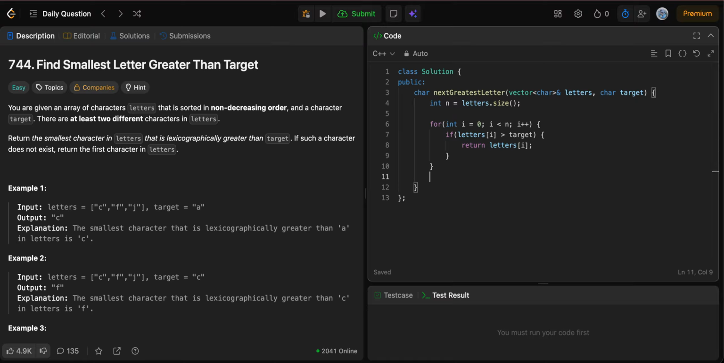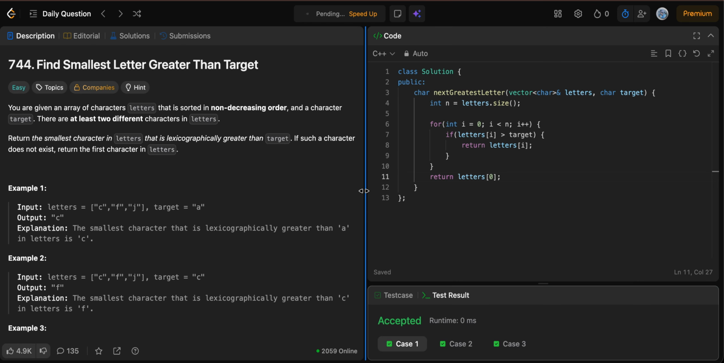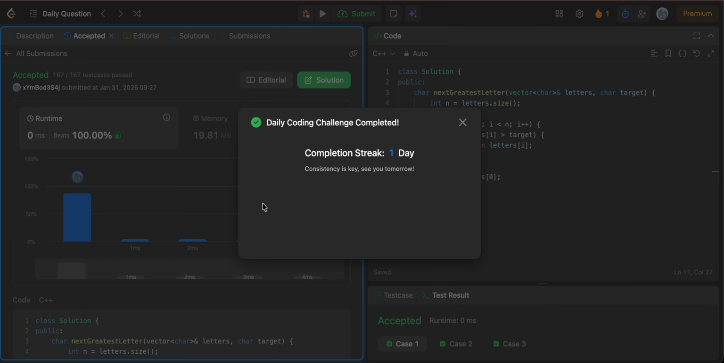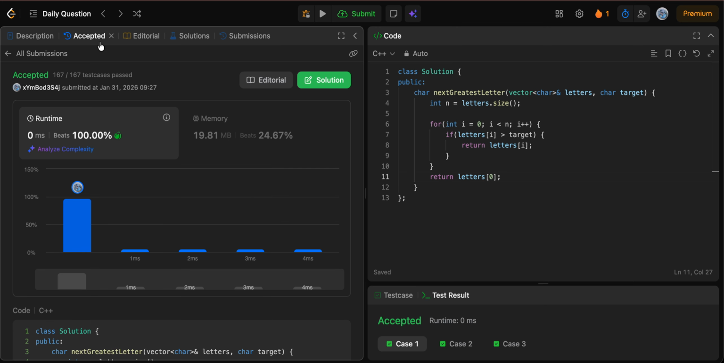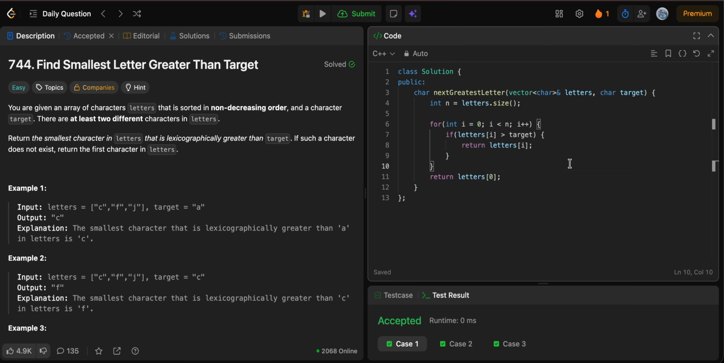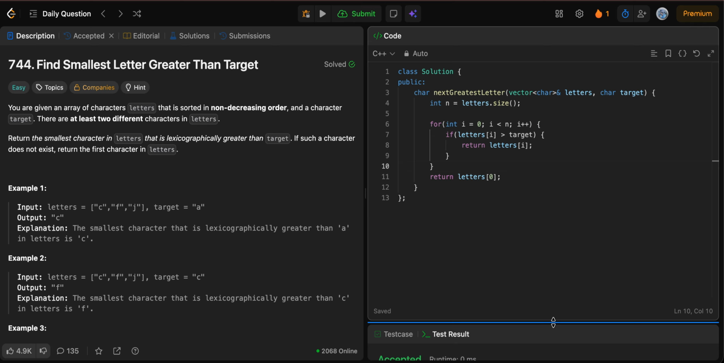And if not, then what do we have to return? If it does not exist, then return the first letter of letters. So we return letters of 0, that is the first character. Now we can see whether it will run or not. Yeah, it will run, it will compile. Okay.